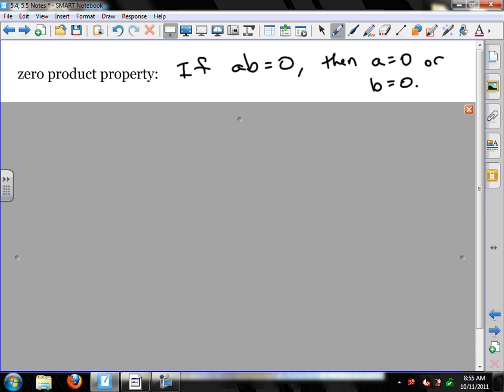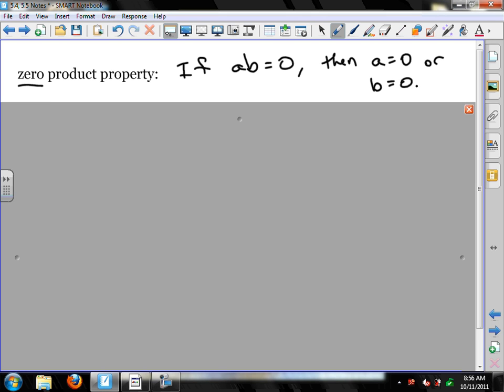What if A times B equals 6? Could I say then A equals 6 or B equals 6? No, because there's lots of things that multiply to 6. 2 times 3, 1 times 6, negative 1 times negative 6. We could do fractions, 1 half times 12, and so on. Any other number doesn't work. We only have the zero product property.